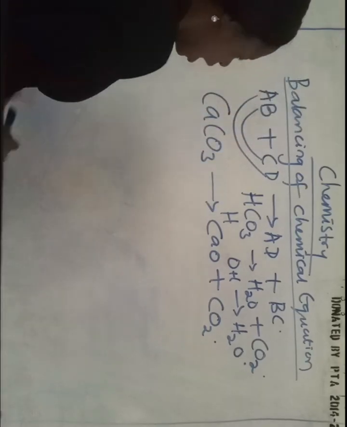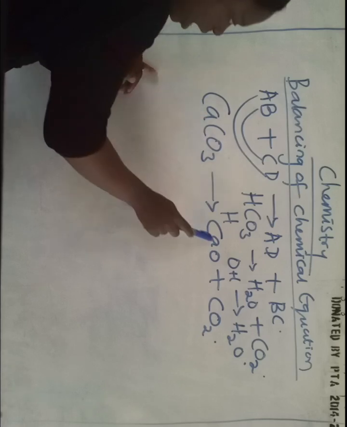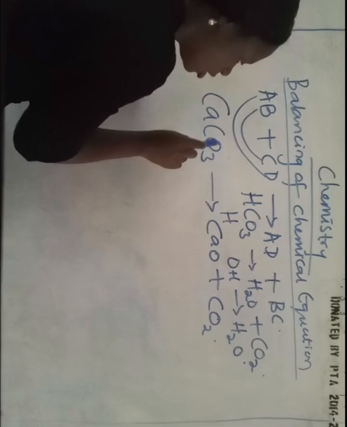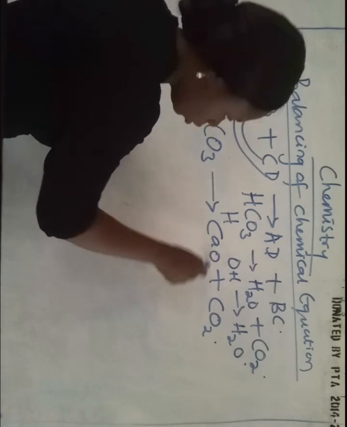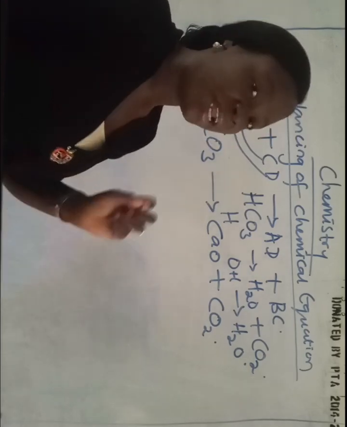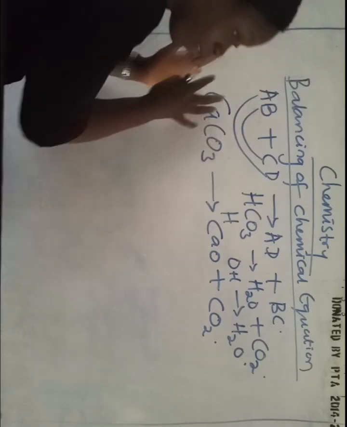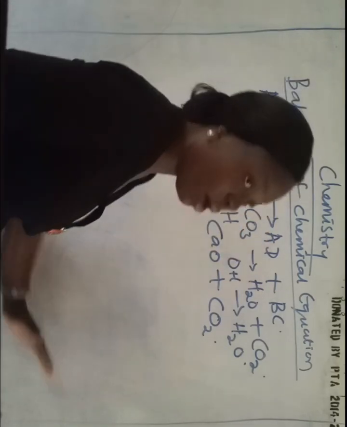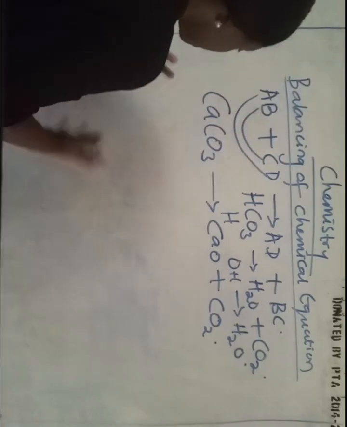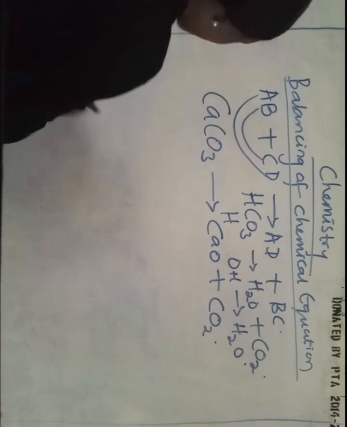Then there's something we call atom count. I'm going to count and see how many calcium I have on this side. I have only one here. Carbon is one here, one there. Then my oxygen is 3 here. I have one oxygen here, then I have 2 here. 1 plus 2 will give me what? 3. So anytime you are trying to balance a chemical reaction, make sure that you do what we call the atom count, because the number of atoms on this side must be equal to the number of atoms on the other side.